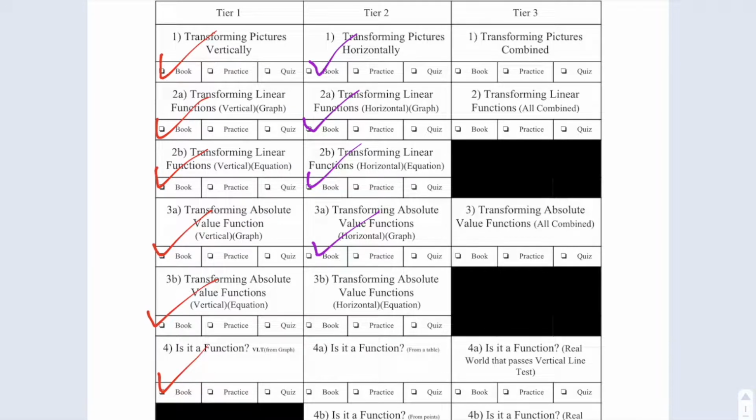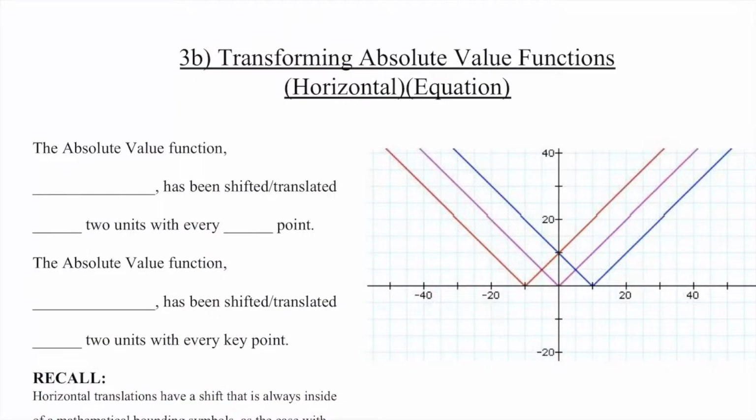Hello, Algebra 1 students. We are in Unit 3, Tier 2, Lesson 3b, transforming absolute value functions horizontally from an equation. So let's check off our booklet. Here we are in Tier 2, Lesson 3b, transforming absolute value functions horizontally with an equation.